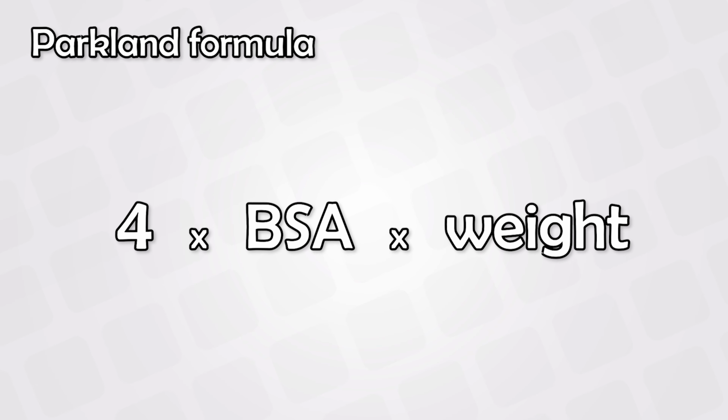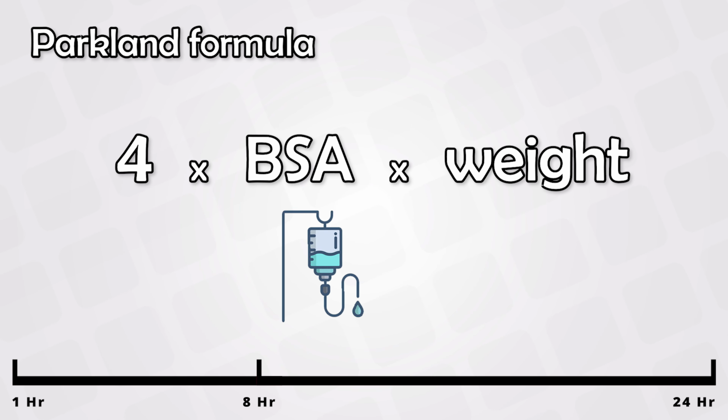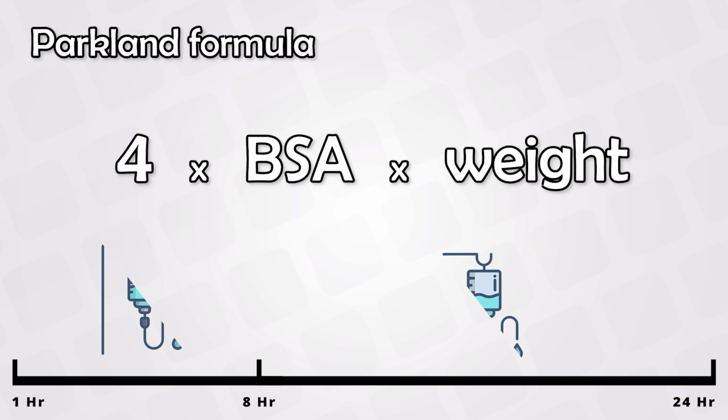The most famous equation is the Parkland Formula, which goes as follows. 4 multiplied by the total body surface area of the burn multiplied by the patient's weight in kilos. Once you multiply these factors, you'll get a number, and this is how much you need to give the patient of ringer lactate in milliliters. You give half of this amount in the first 8 hours, and the other half in the next 16 hours, and that's a total of 24 hours.